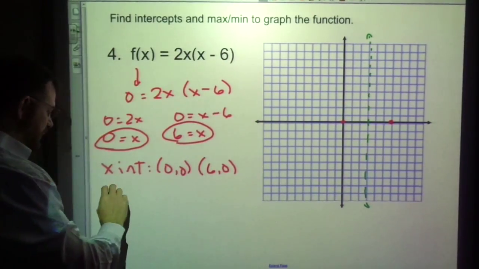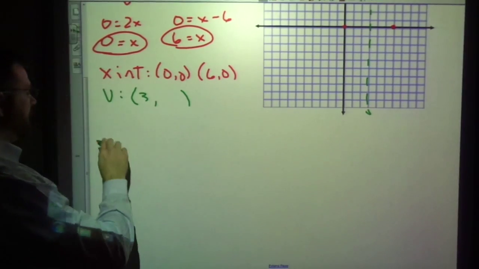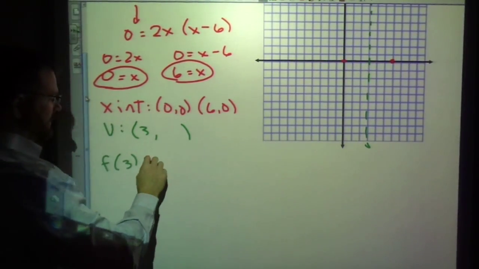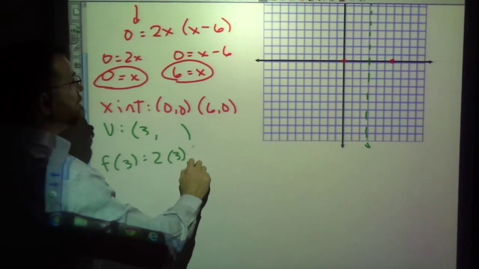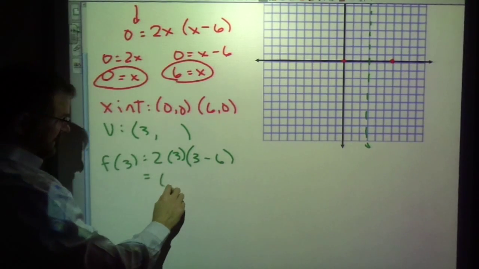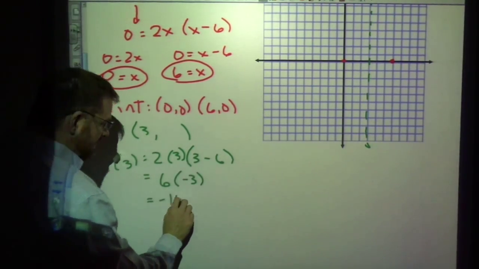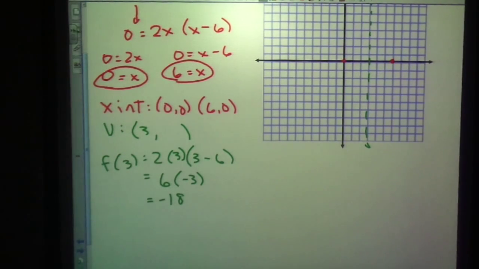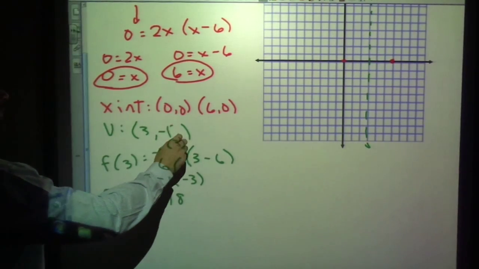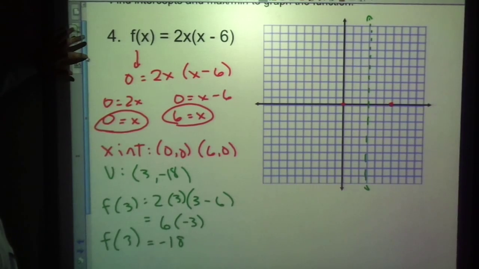Okay, so we know the vertex is going to be 3 something, and we can plug in that 3. Find f of 3. 2 times 3 times (3 minus 6). 2 times 3 is 6. 3 minus 6 is negative 3. Oh, negative 18. Did we think it was going to be down low? Maybe. Way down here, (3, -18).